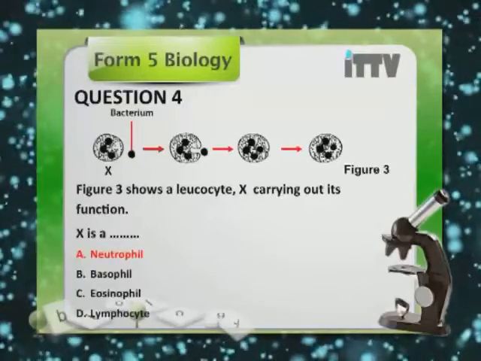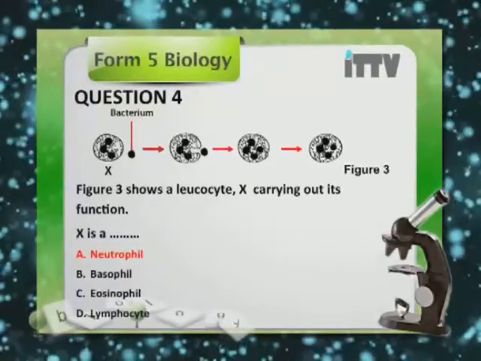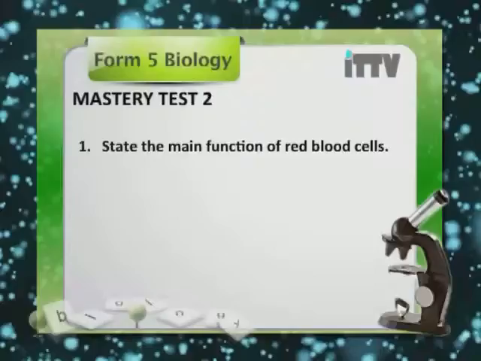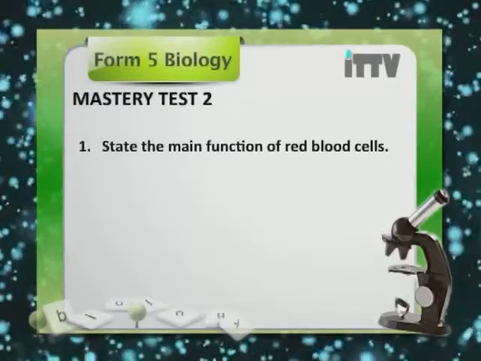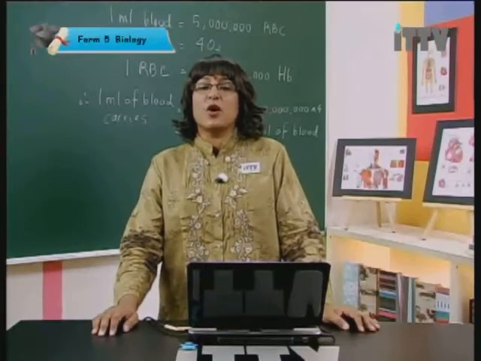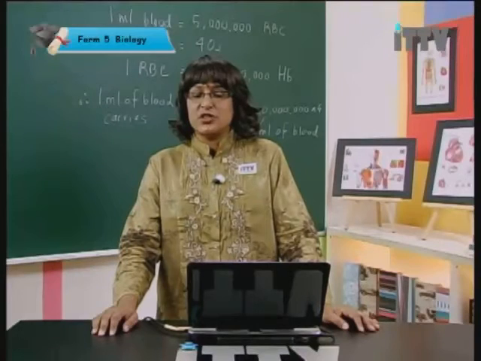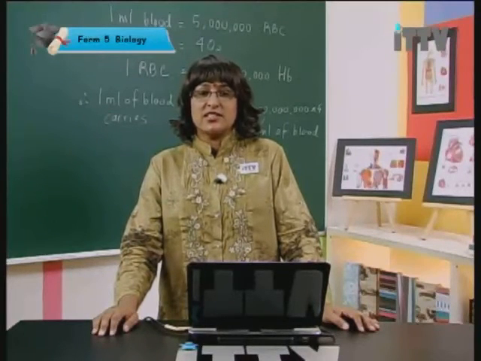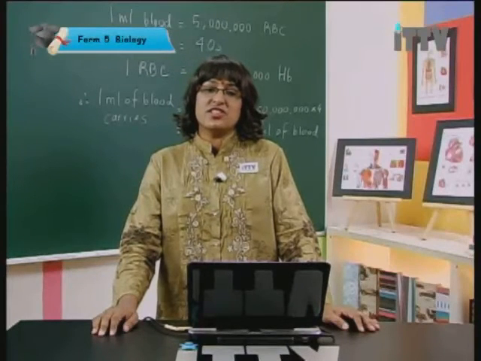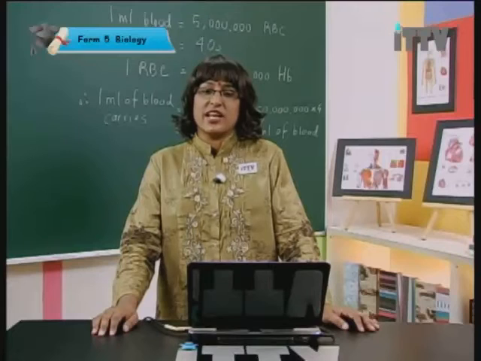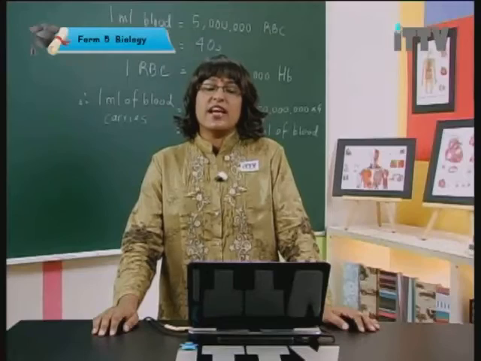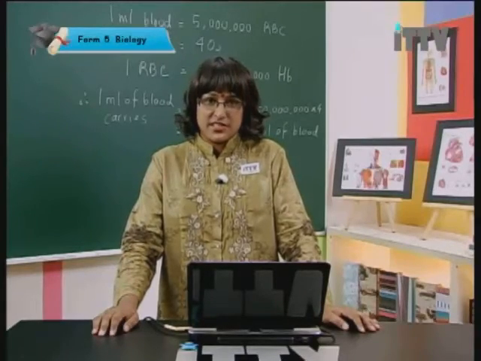Now, in order to conclude our lesson for today, maybe you can take home some questions for pondering. Take a look at this slide. State the main function of red blood cells. The red blood cells play a major role in transporting oxygen from the lungs to all the tissues in the human body. Likewise, they also carry carbaminohemoglobin, which is the waste product of carbon dioxide, from the tissues to the lungs. Hence, the red blood cells play a major role in the transportation of gaseous substances.